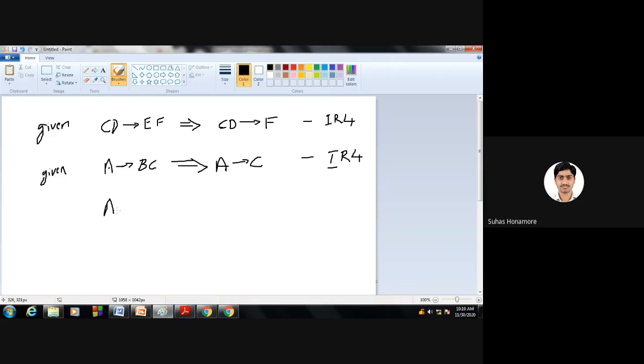Consider these two things: I will make this equation number one and this equation number two. From equations 1 and 2, applying IR6, the inference rule of pseudo-transitive, what will happen? A to C, and CD to F, whatever was there. So C I can remove, then I can put A there. So this will come as AD to F. So whatever he asked for, that one only: AD to F.